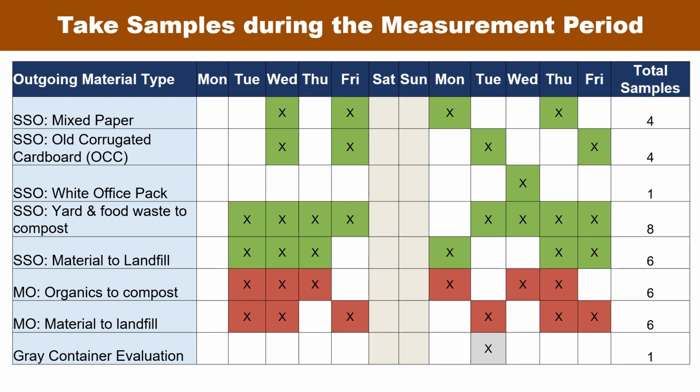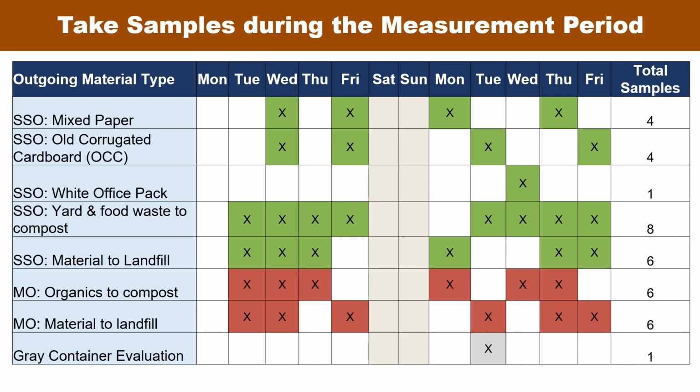As Trash City is only required to take a sample on the day material leaves the facility, you can see that most of our material types won't be sampled each day of the measurement period. The first loads of mixed paper and cardboard from the SSO stream leave on Wednesday. So I'll be taking a representative sample of each of those outgoing loads of both mixed paper and cardboard on Wednesday. I will only be taking 4 samples of each of those materials during the 10-day measurement period.